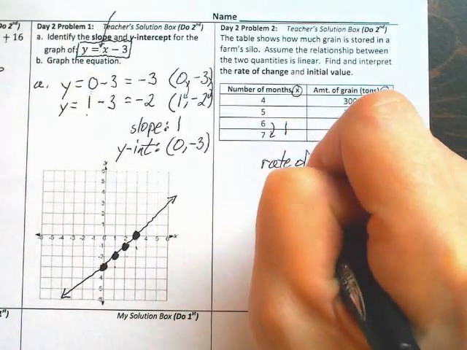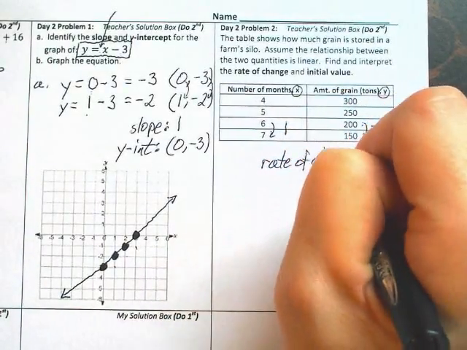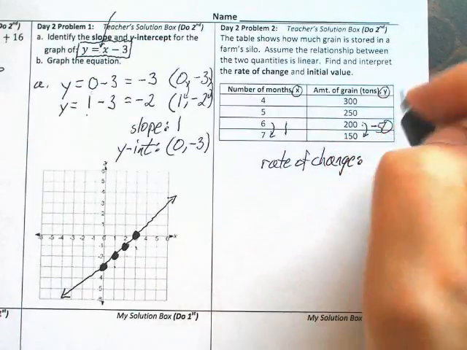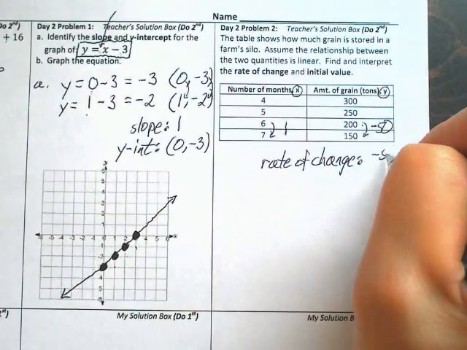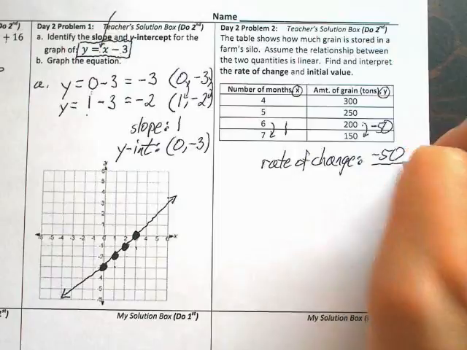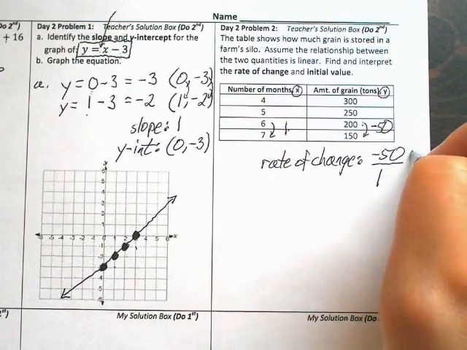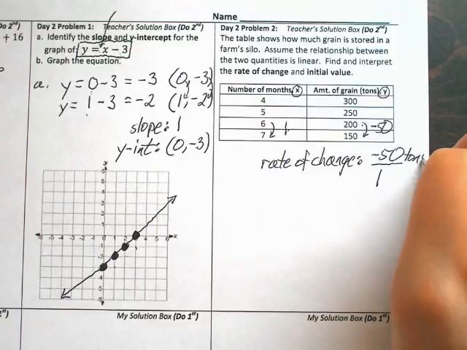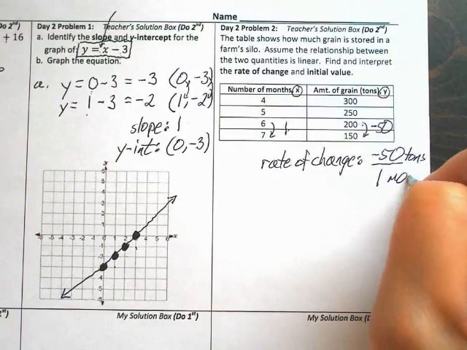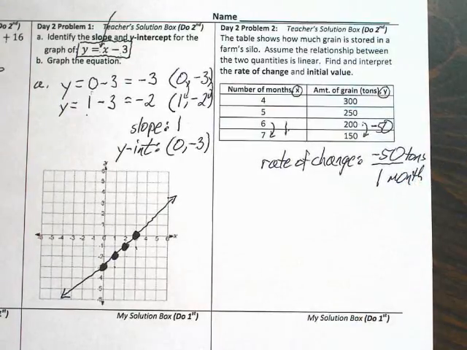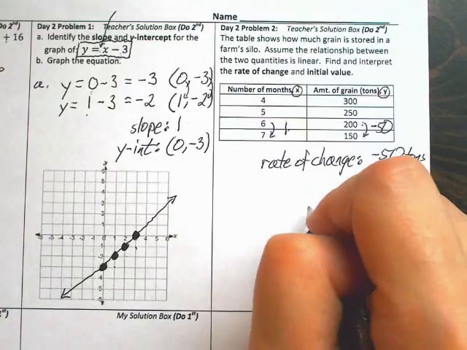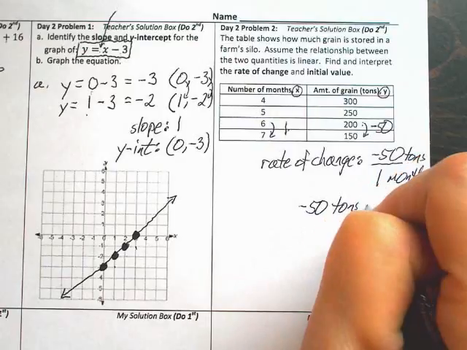So rate of change. The value of y, negative 50, when the value of x increases by 1. So this is negative 50 tons in 1 month. Or another way to write that, negative 50 tons per month.